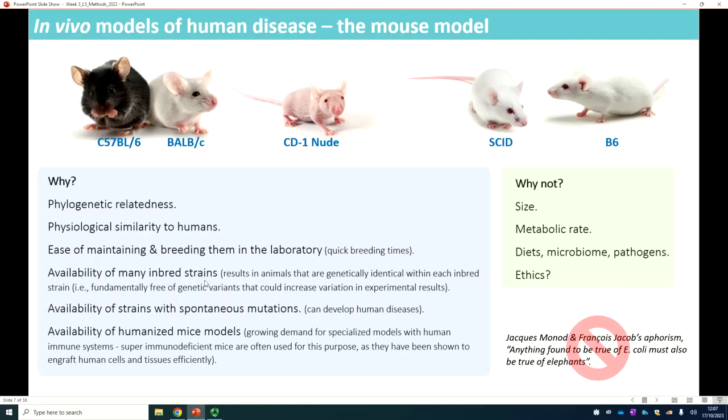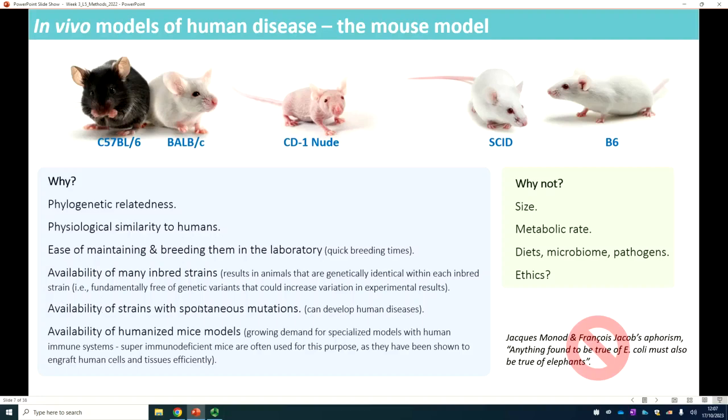You also have the availability of many inbred strains. A lot of these are the ones that are commercially available. When you have an inbred strain, this results in an animal that is genetically identical within each inbred strain. And this is really important because it means that your strain will be fundamentally free of genetic variants that could otherwise increase variation in your experimental results. So you need to bear that in mind.